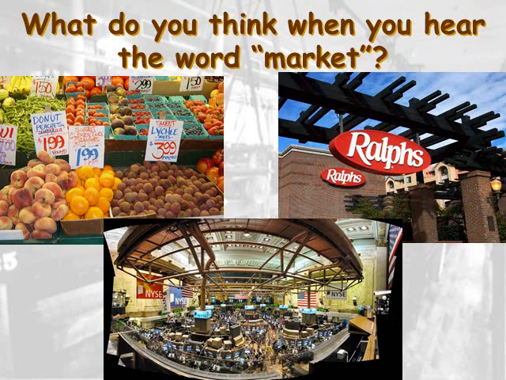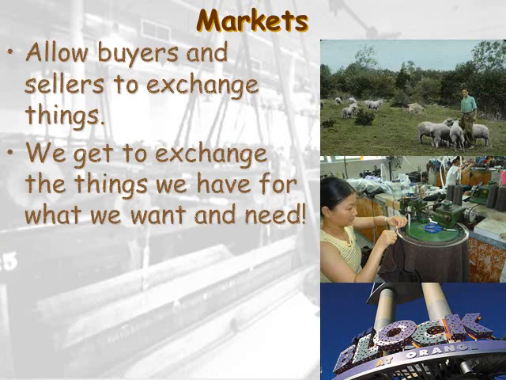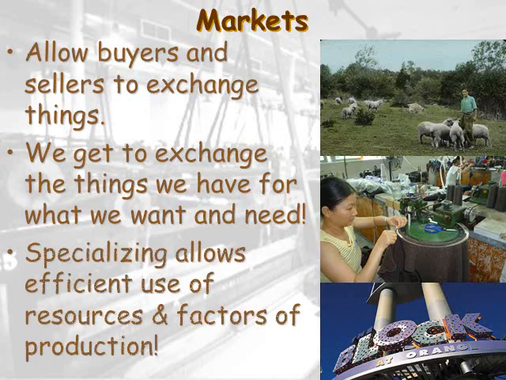A supermarket is the same idea, except there's a lot more product. And a stock market is actually the same idea, except instead of trading fruits and vegetables for money, you're buying and selling small little bits of corporations. Now, if you don't understand the stock market, we will address that at a later date. And so, like I said, markets are any place where buyers and sellers exchange things. You get to exchange the things you have for what you want and need.